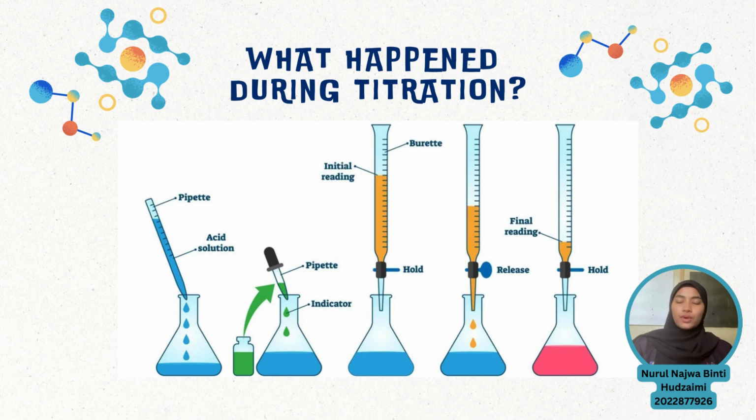Note that once the color starts to change, the stopcock needs to be turned immediately. Then, we observe the final reading of the titrant and subtract the initial reading from it. Also, note that the titrant and analyte can be switched, which means that the titrant could also be an acid and the analyte could also be a base.